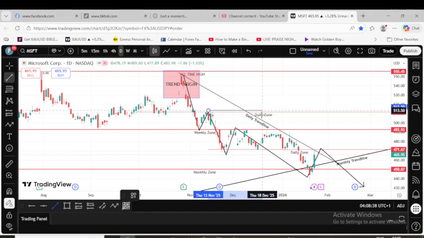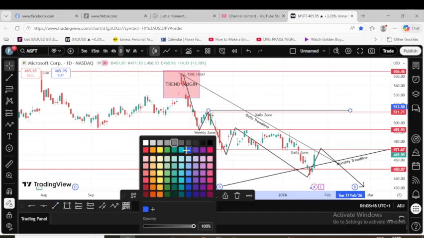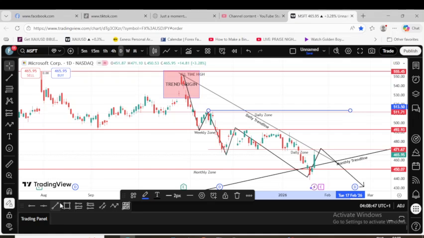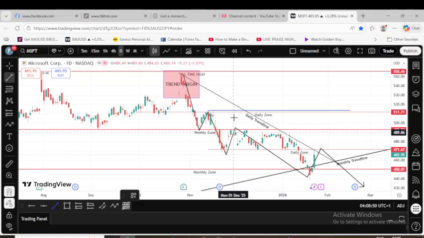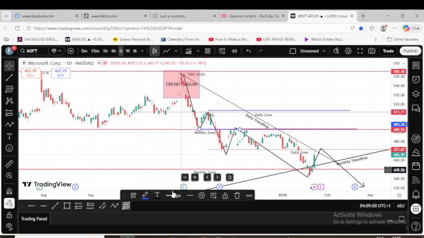So now we identify our lower highs and our higher lows. Let's change the color to blue. So this is our lower high. This is another lower high. So far we only have two. Now let's identify our higher lows as well. This is our higher low.